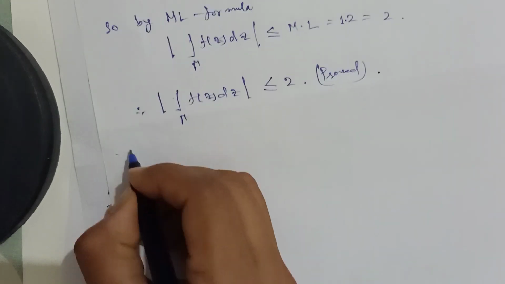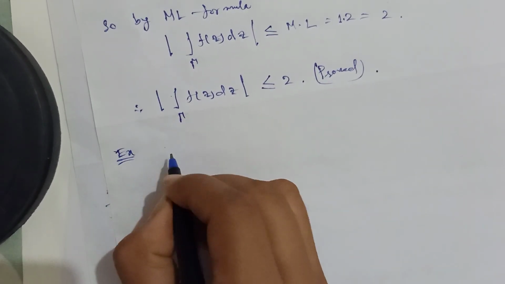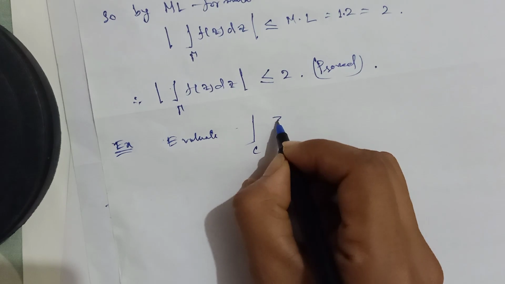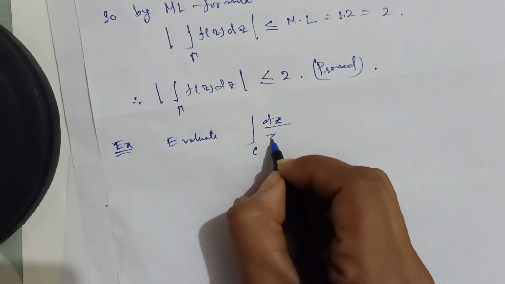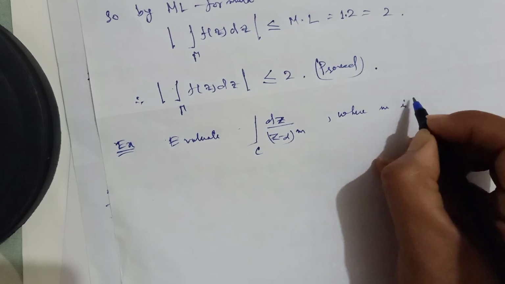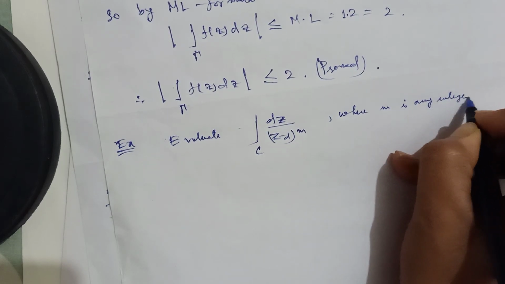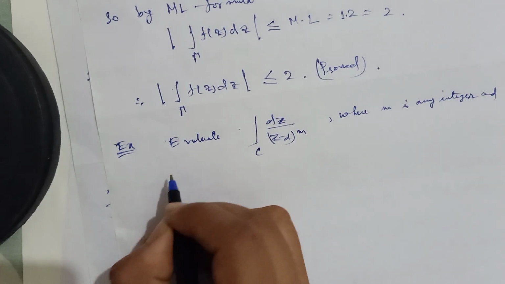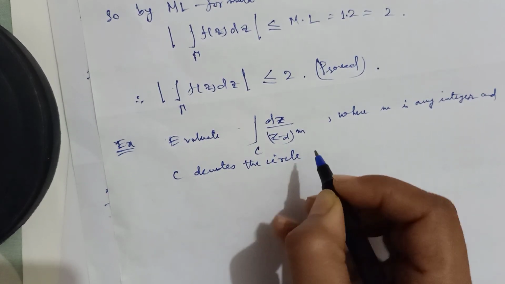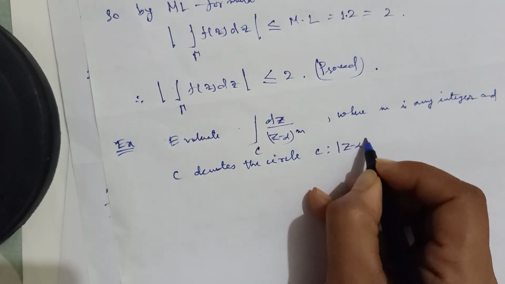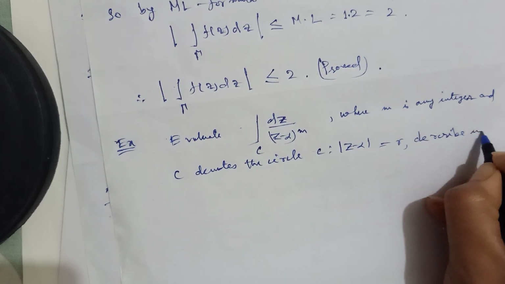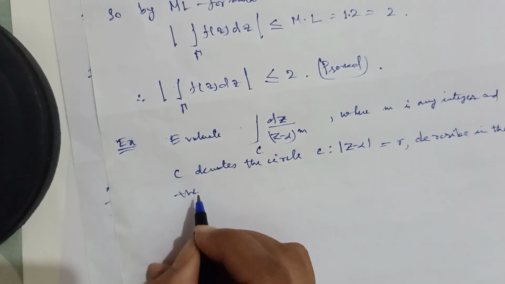Now the second exercise is: evaluate the integration over c of dz by (z minus alpha) whole to the power m, where m is any integer, and c denotes the circle such that mod of z minus alpha equals r, described in the positive sense.